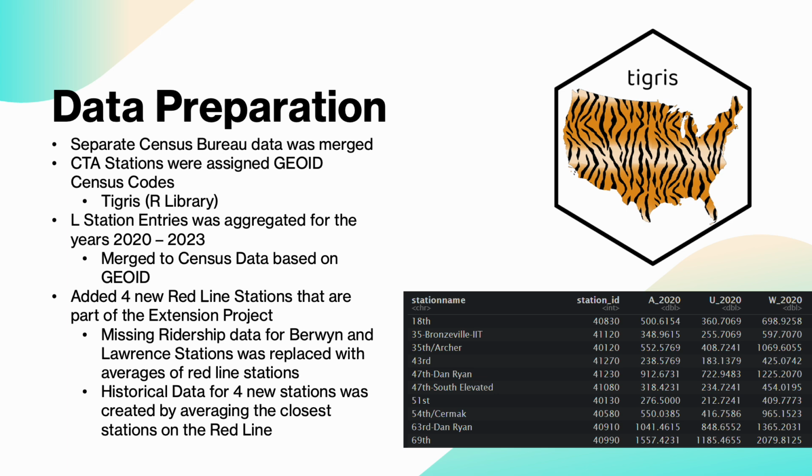And then we aggregated the station entries into daily averages, basically, for each day type for 2020 to 2023. We took 2020 forward because of the COVID pandemic related drop. We didn't want to use historical data from before that because it was a very different pattern.